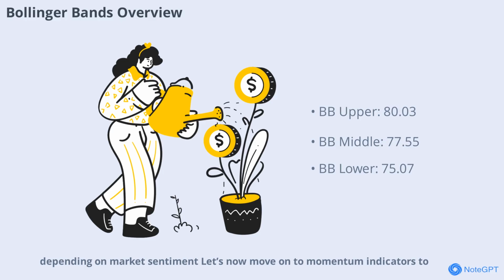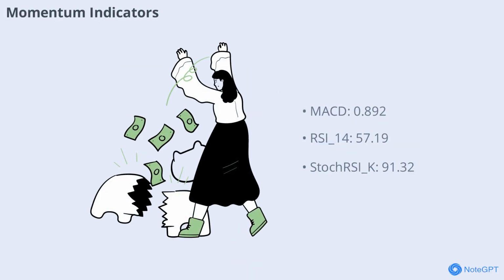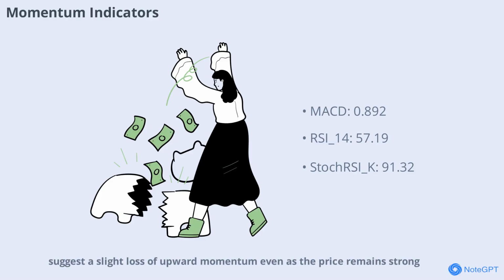Let's now move on to momentum indicators to see if the trend is likely to continue. Momentum indicators provide insight into the strength and speed of price movements. CSCO's MACD is 0.892 with a signal line at 1.22 and a histogram of -0.324. The negative histogram and momentum values suggest a slight loss of upward momentum, even as the price remains strong. RSI 14 is at 57.19, indicating a neutral to slightly bullish stance, while the stock RSIK is high at 91.32, hinting at possible overbought conditions. These mixed signals warrant caution for short-term traders.